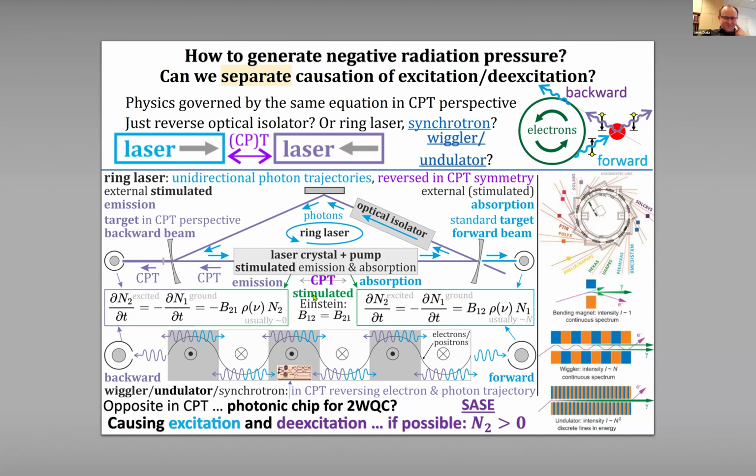They're quite costly. And finally, there is synchrotron radiation, like a free electron laser. We have electrons going through a wiggler or undulator, producing photons. From the CPT perspective, they should produce photons in the opposite direction. So for example, for two-way quantum computers, you would put this photonic chip here. This way, from one direction we actively push photons there, but from the other we actively pull photons there. So we act on it from both directions.